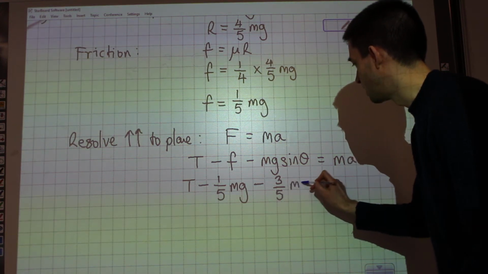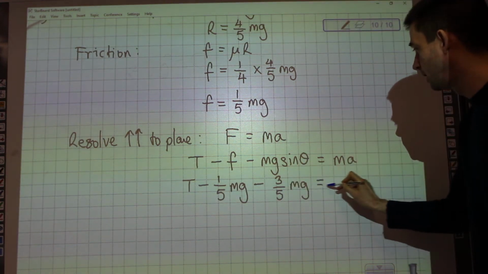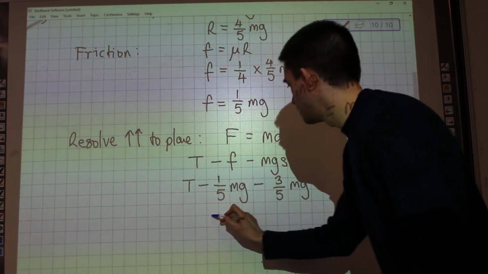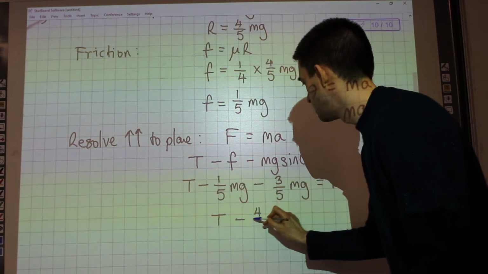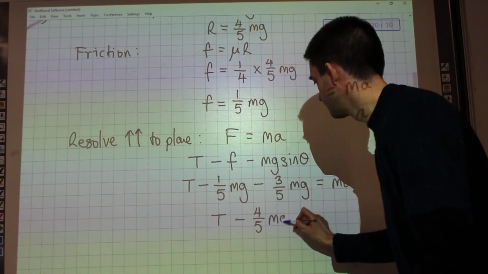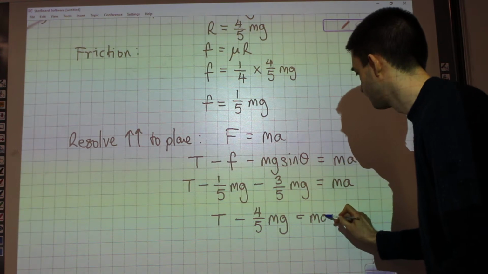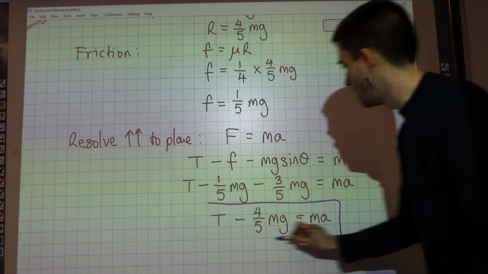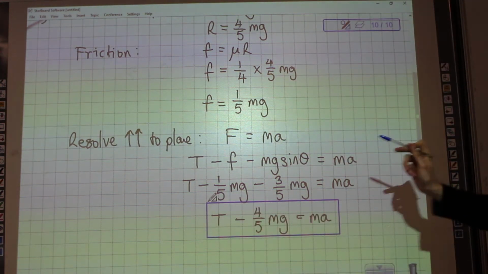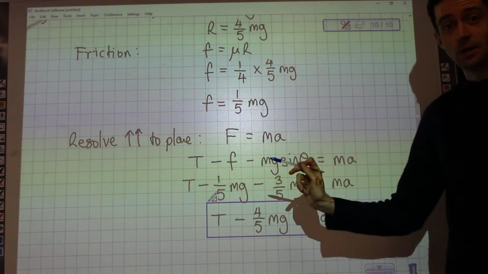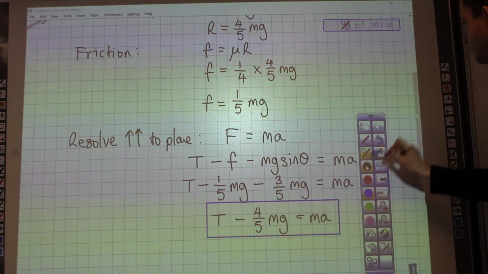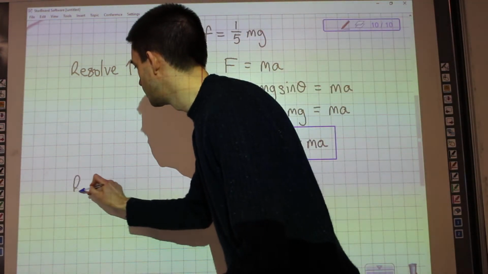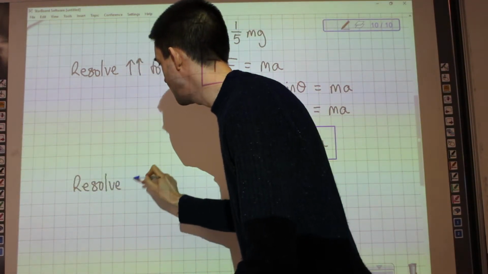3/5 mg, replacing sine theta with 3/5, and that equals mass times acceleration. Simplifying that, I have T minus 4/5 mg equals ma. I'm going to draw a blue box around that because that is the first of my simultaneous equations that I'm going to use to find the value of A.